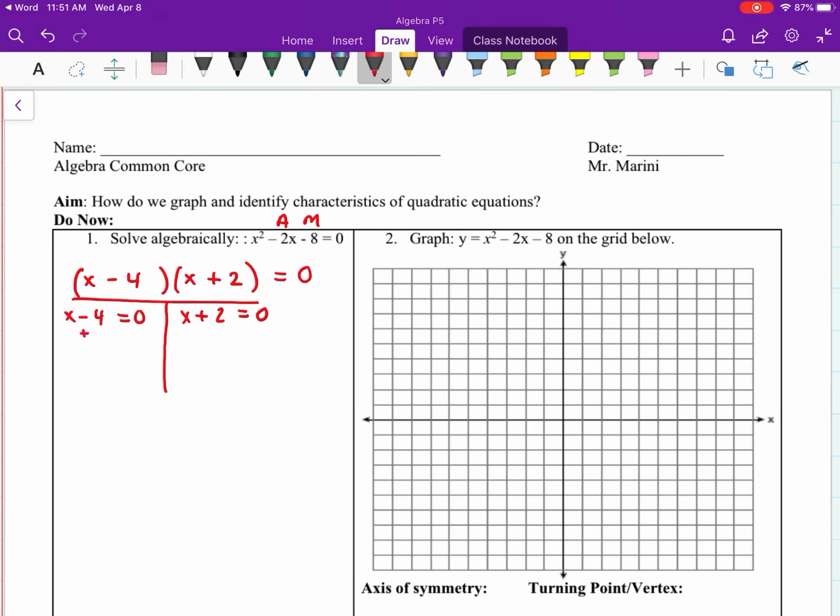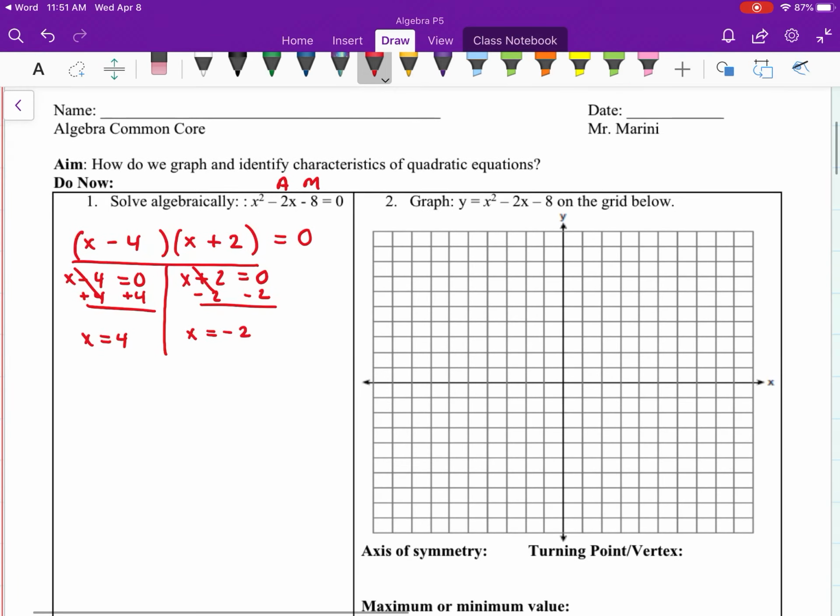So for this one, you would add 4 to both sides, which would make x equal to +4. And for this one, you would subtract 2 on both sides and make x equal to -2. So your two solutions are 4 and -2. Now, you'll also notice here in number 2 that I want you to graph this equation, x squared minus 2x minus 8. That's the same equation as the first one.